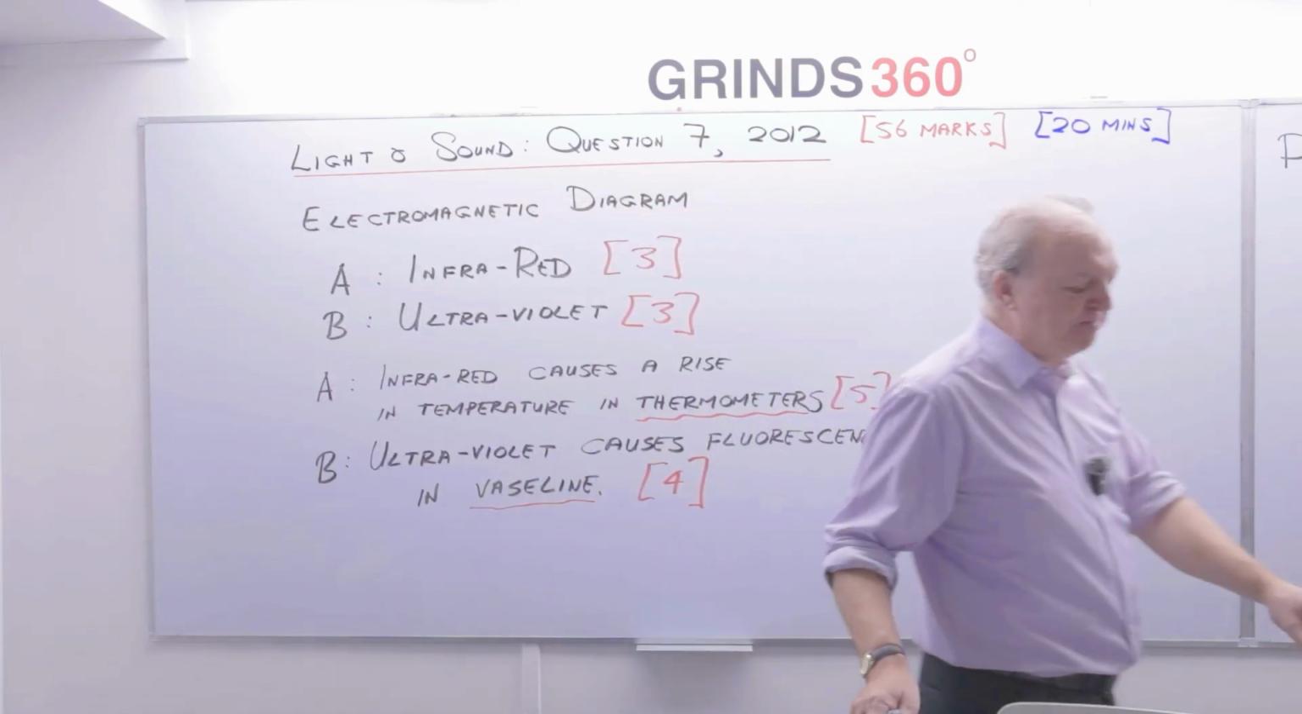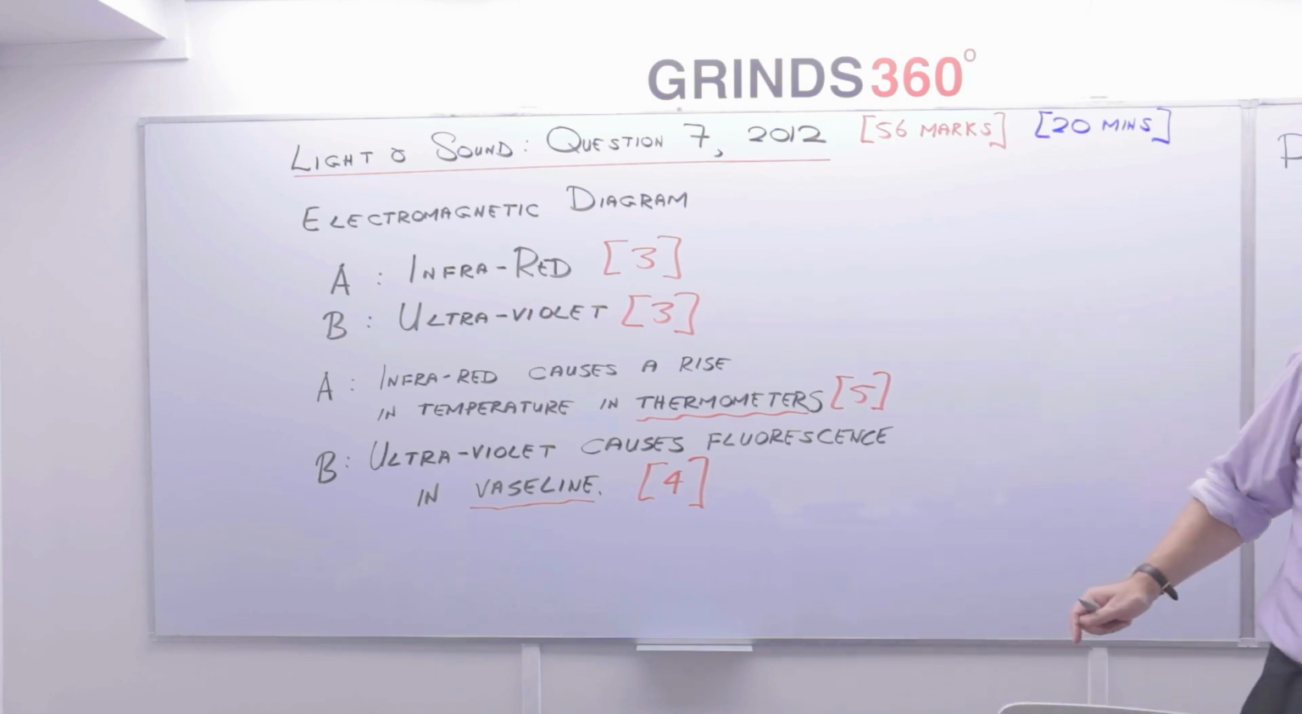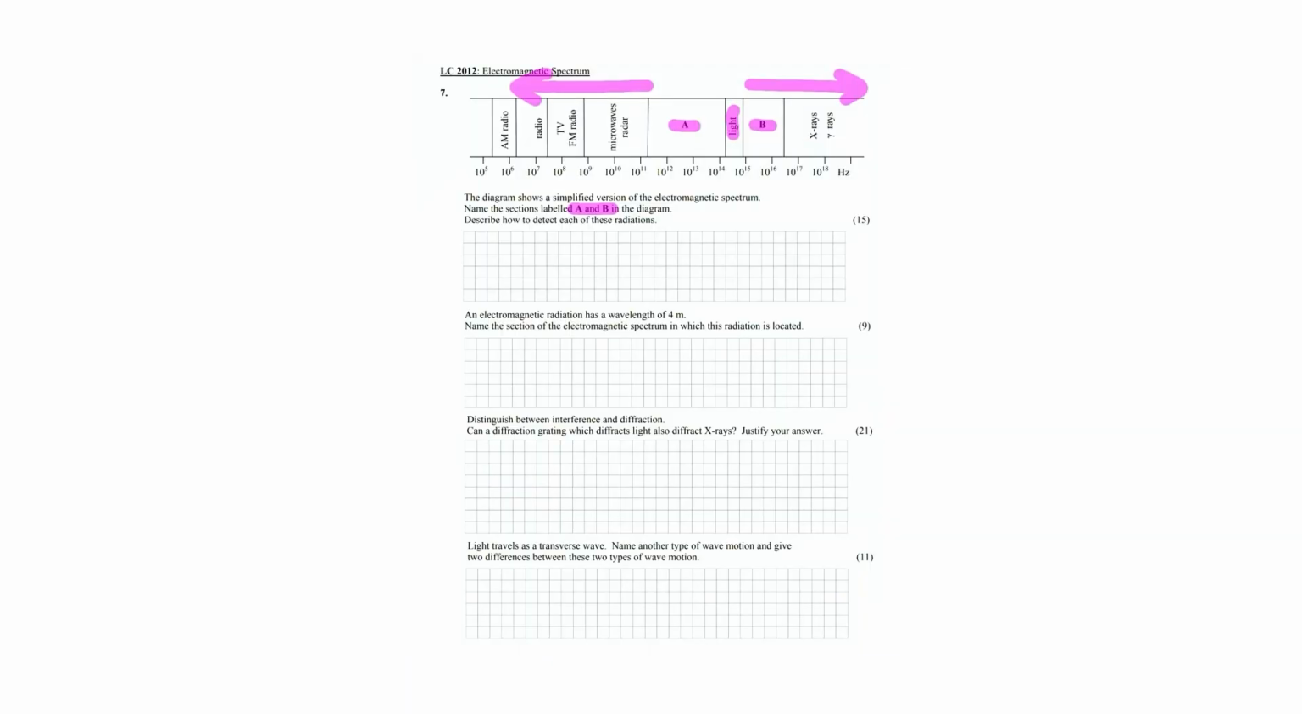Let's go on to the intelligent part of the question. Really, you don't have to be that intelligent to do this part of it. It says, an electromagnetic radiation has a wavelength of 4 meters. Name the section of the electromagnetic spectrum in which this radiation is located.